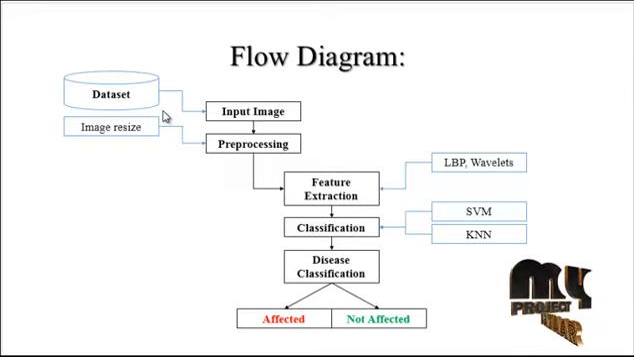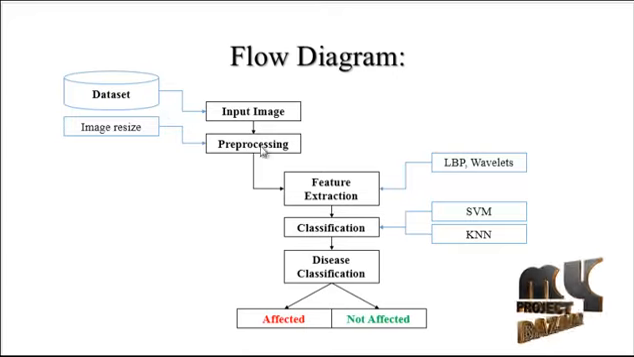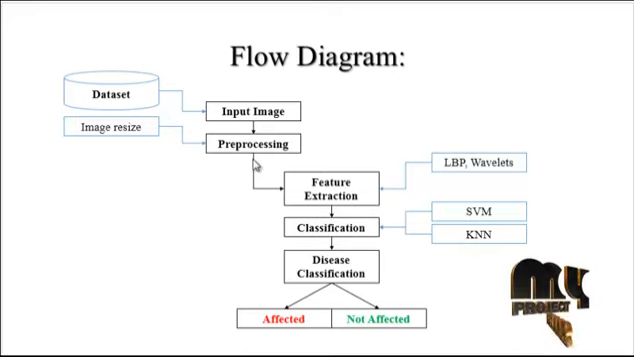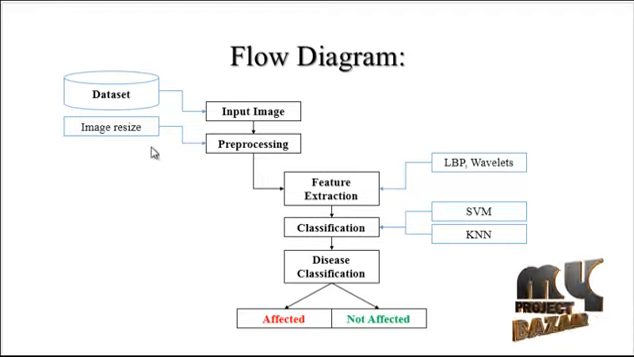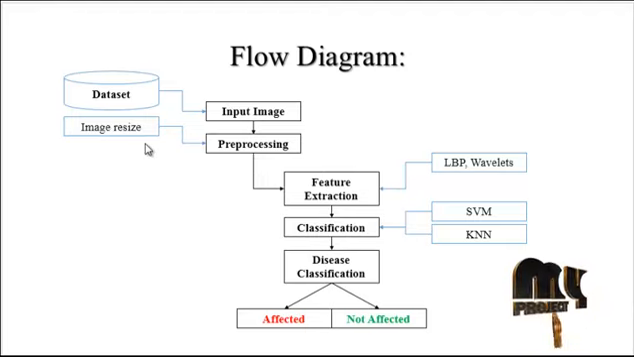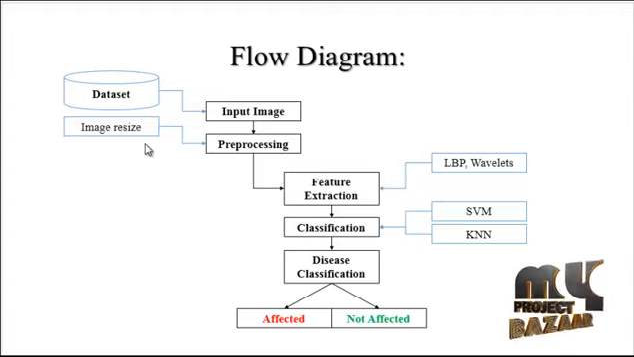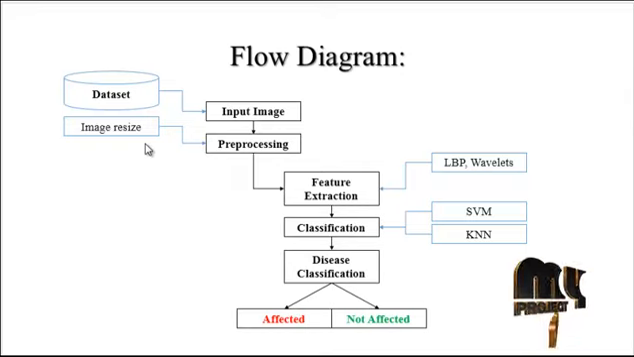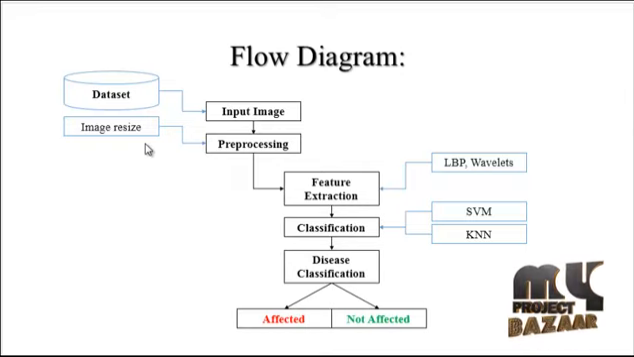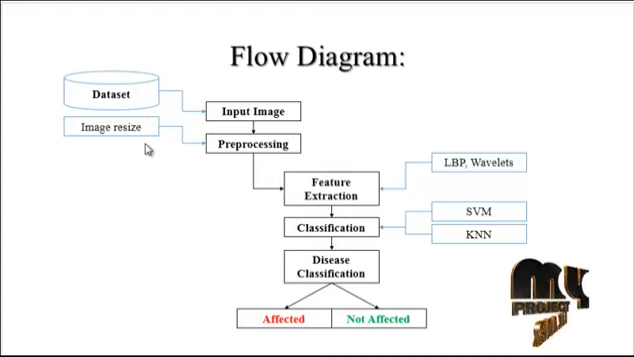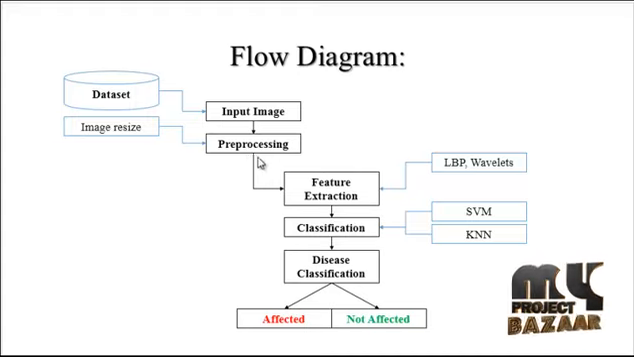After taking any one image from the dataset, we move to the second stage of the project, that is pre-processing. In this pre-processing we do the image resize. The reason for the image resize is to maintain the size of the image in an aspect ratio. Maybe the image dimension is high or low, whatever it is, it will maintain the aspect ratio. That's why we do the image resize, to avoid unequal dimensions. After the image resize, we move to feature extraction.